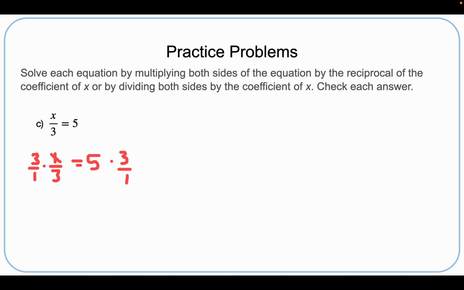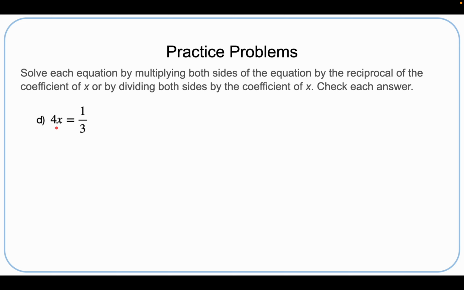So then our coefficients cancel out. We're left with x equals 15. Check our answer. 15 goes in for x. 15 divided by 3 equals 5. That checks out.